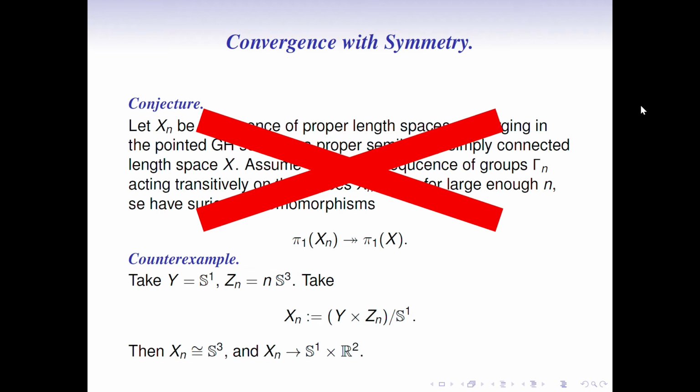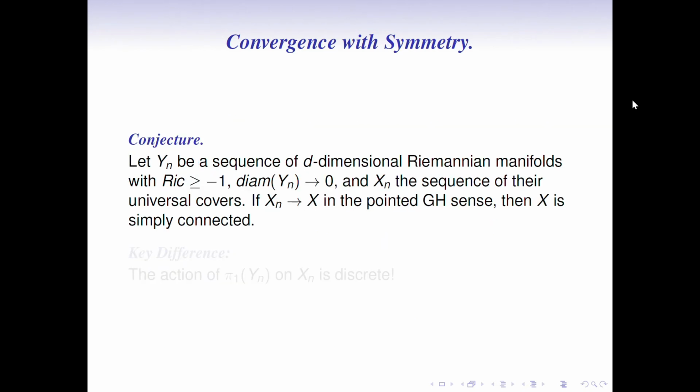Anyway, I didn't lose hope and thought about this similar problem. Let Yn be a sequence of Riemannian manifolds of fixed dimension with Ricci curvature bounded from below and converging to a point. This is what some people call manifolds with almost non-negative Ricci curvature. If we take Xn, the sequence of their universal covers, it consists, of course, of simply connected spaces, and for every n, the fundamental group pi1 of Yn acts on Xn by isometries. In this case, I kept thinking that the limit should be simply connected.